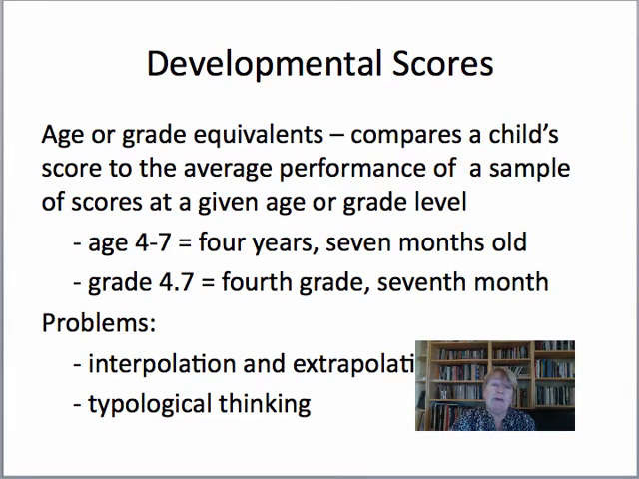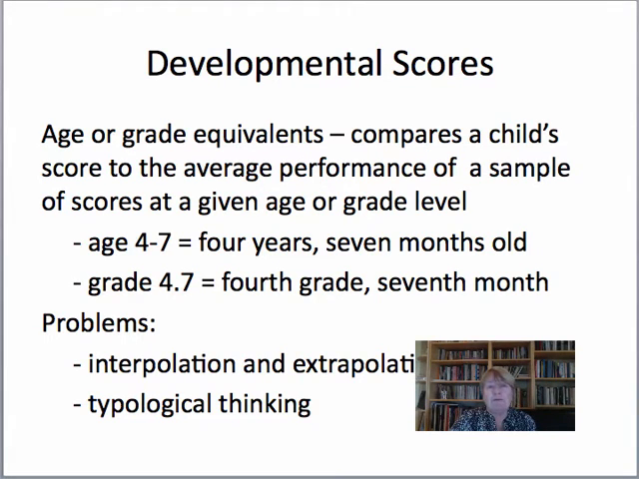But for grade, we can use a decimal point because we have 10 school months, essentially. So it's a base of 10. Fourth grade, 7th month would be written with that decimal point, 4.7. So if you see 4-7, it's 4 years, 7 months old. That's an age equivalent. If you see 4.7, it's 4th grade, 7th month. That's a grade equivalent. Very important to remember the difference in how they are written in a test report.